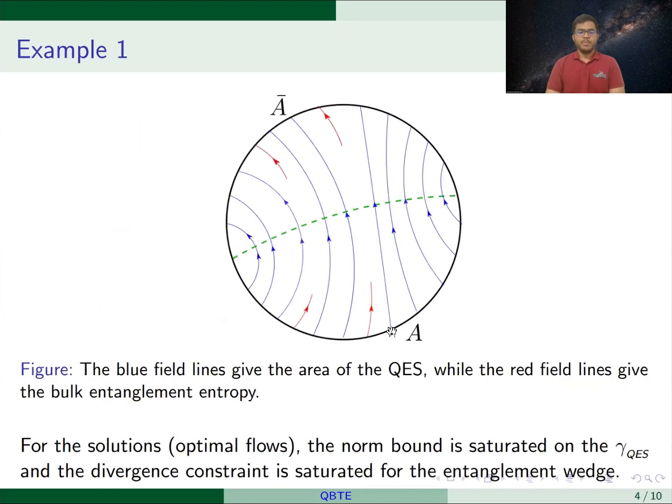This is an example of an optimal flow solution. The blue field lines give the area of the quantum extremal surface, and due to them, for the optimal flows, the norm bound is saturated on the quantum extremal surface, which is in green. The max flow finds any way it can get from A to A complement, and the divergence constraint allows quantum threads to jump across the classical bottleneck. The red field lines give the bulk entanglement entropy, and they saturate the divergence constraint for the entanglement wedge, which is the region R between the quantum extremal surface and capital A.